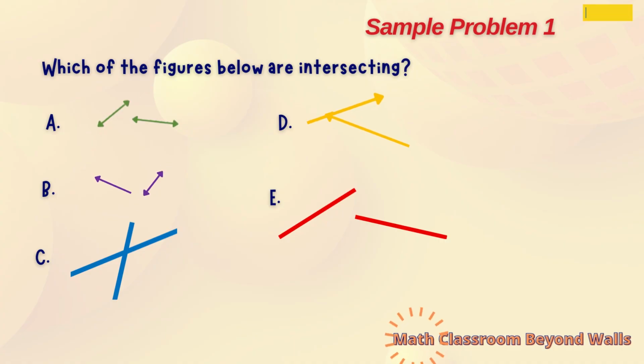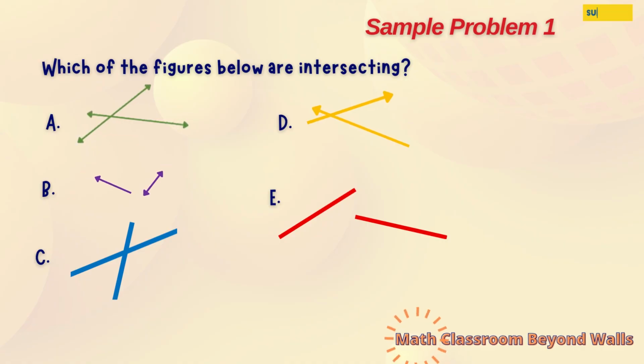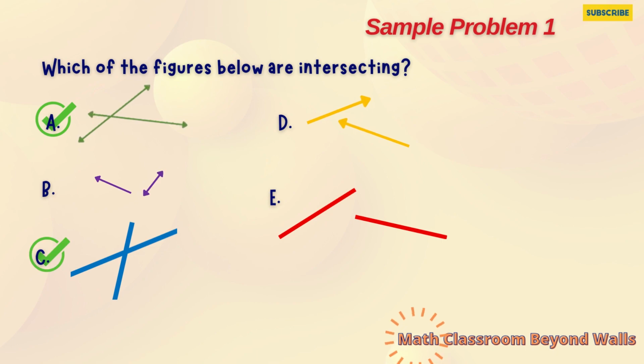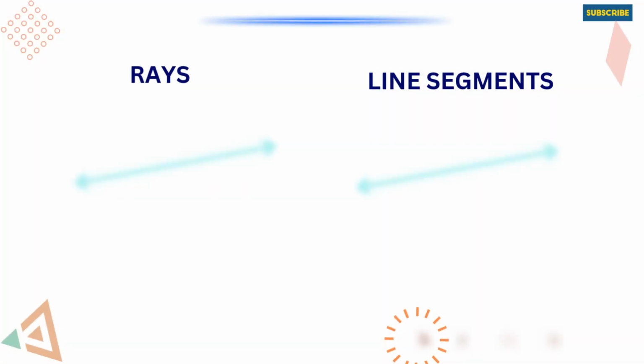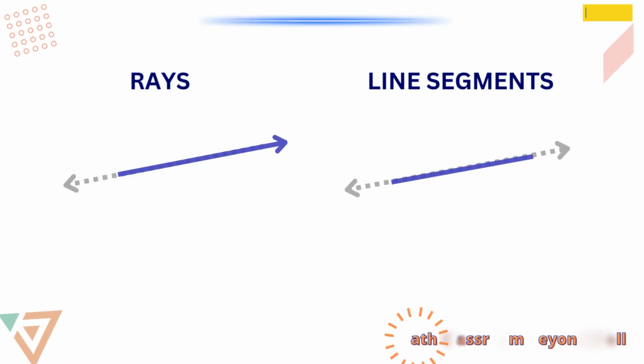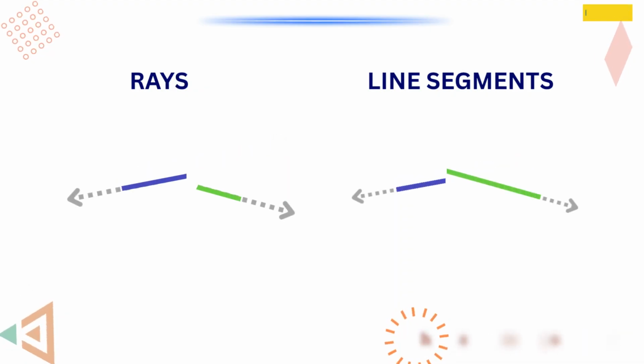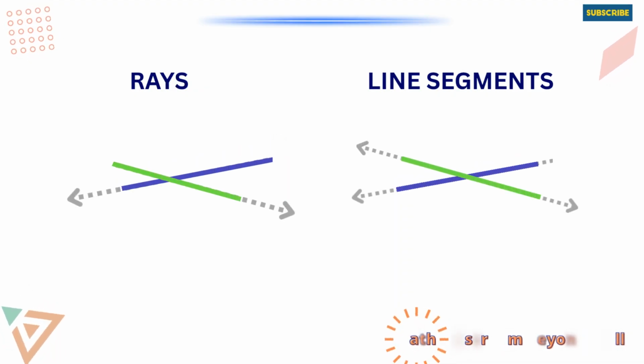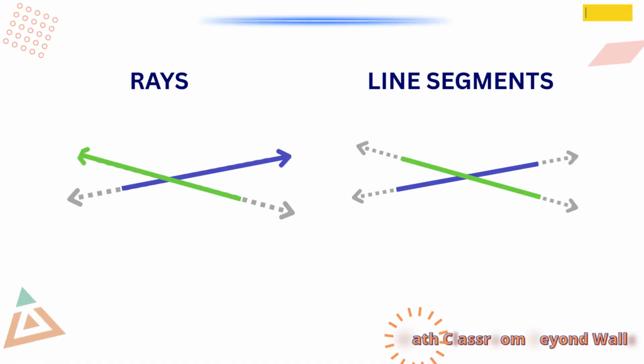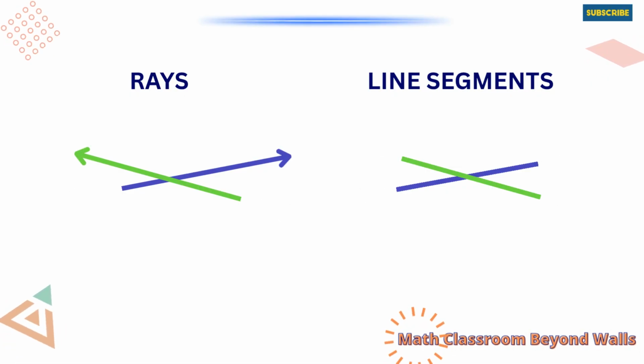There you are, learners. I think we can now answer the problem. So, which of the figures are intersecting? Is it option A, option B, option C, option D, or option E? Okay, so the answers are options A, C, and D. As mentioned, rays and line segments are parts of a line. So they may also be described as intersecting when the lines containing those parts are intersecting. There you are, learners. I hope you were able to follow.